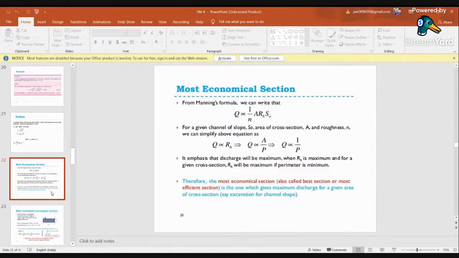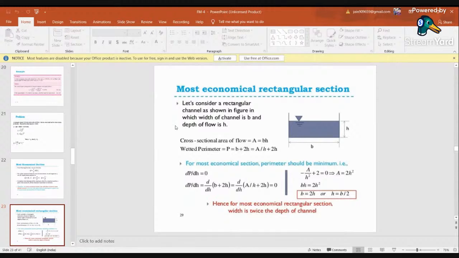We want maximum discharge for the minimum perimeter, or we should have a perimeter which will give you the maximum amount of discharge. Therefore the most economic section, also called the best section or efficient section, is one which gives the maximum discharge for a given area of cross section or for a given perimeter. Okay, so the first most economic channel section we consider is the rectangular section.